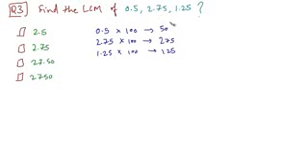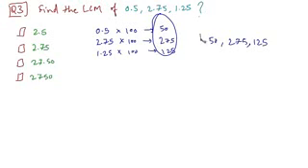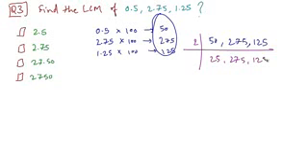Now we can calculate the LCM of these three numbers. Let's do this by the division by primes method. We can write 50, 275 and 125. Let's first divide them by 2. Two 25s are 50. The other numbers cannot be divided by 2, so they remain as they are.